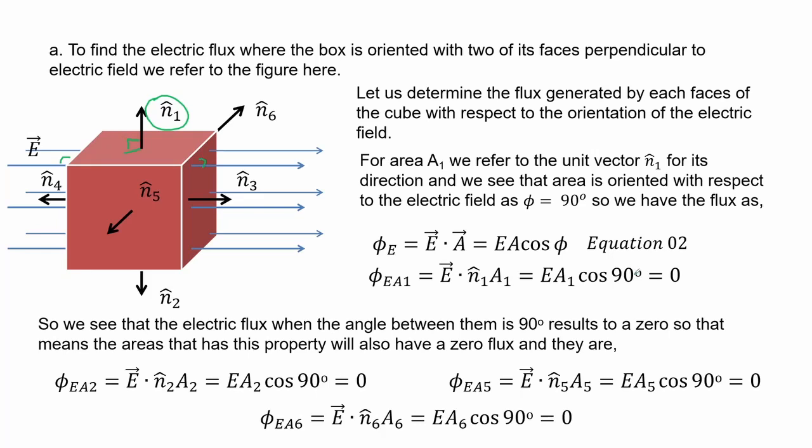So we see that the electric flux when the angle between them is 90 degrees results in 0, so that means the areas that have this property will also have 0 flux, and they are area 2, area 5, and area 6.